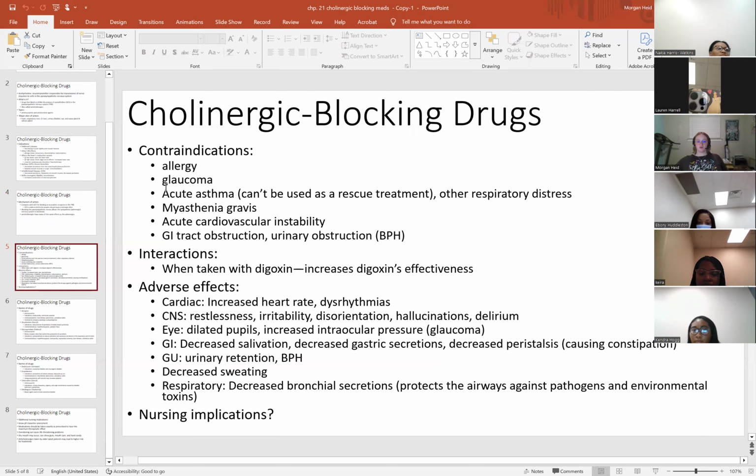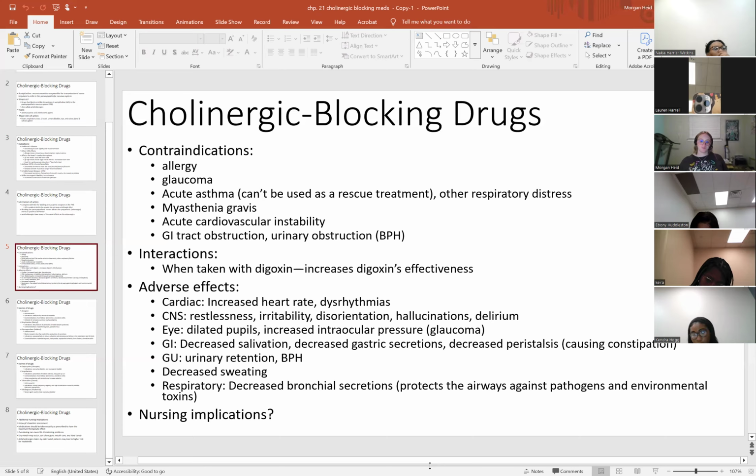My contraindications as a whole for all of the anticholinergic drugs would be always an allergy. It's going to be glaucoma. Okay. It's going to be acute asthma or other respiratory distress diseases like COPD. All right. It's going to be myasthenia gravis. It's going to be cardiovascular instability, like if you have an MI, heart failure. Okay. Anything that's going to make my heart not work as well. Or any type of GI obstruction or any kind of urinary tract obstruction, okay? Those are going to be my reasons not to take these anticholinergics or to be very cautious when I give them, okay?